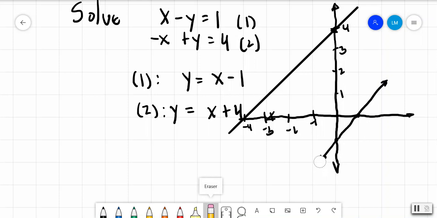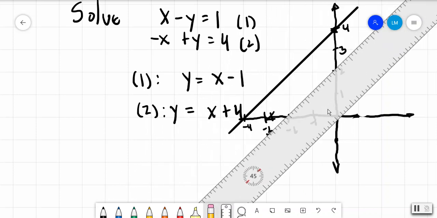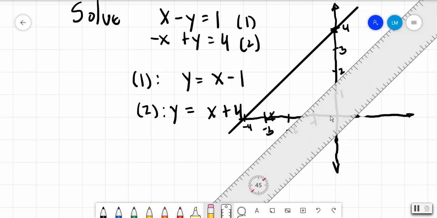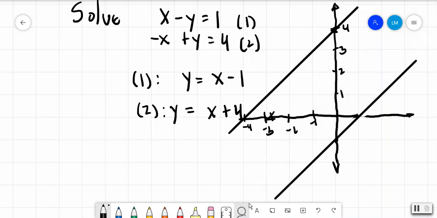We can just go ahead and say that, okay, well, we just need to draw another parallel line through (1, 0) and (0, -1). So we'll just do this. Okay, and then we can get rid of this now.